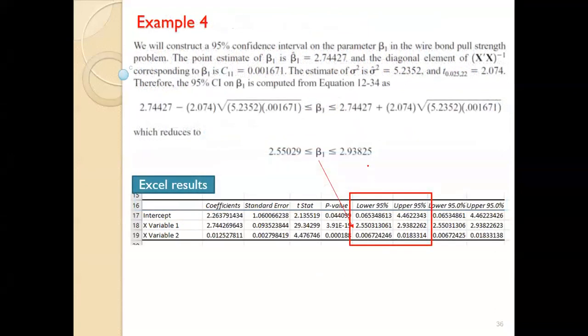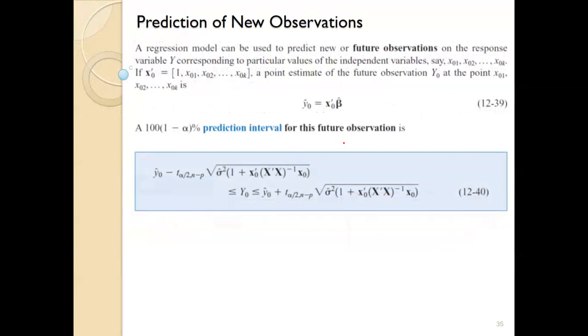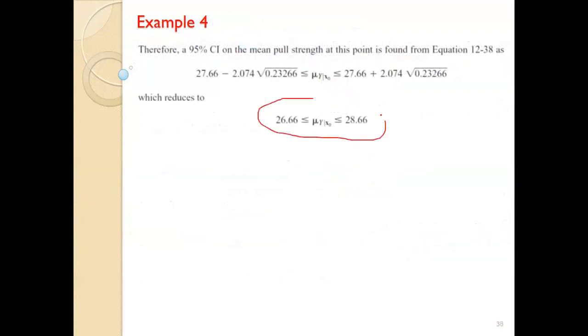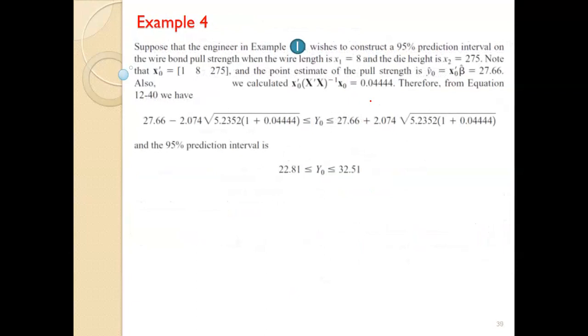In the Excel I showed you previously, it shows the lower and upper limit. This is the lower and upper limit of the intercept, right? It is beta 0, beta 1, beta 2, lower and upper. And also you can calculate this by manual. This is the mean value, and this is for the PI value. You can calculate this by manual, or you can use Excel or Minitab to show you.